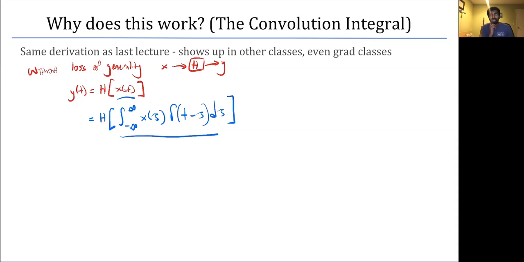Now that I have this form, I can exploit the fact that my system is LTI. So if my system is LTI, then I can apply linearity. And what that's going to give me is a new system. If it's linear, remember that I can move the H around. So I can actually put the H inside the integral.